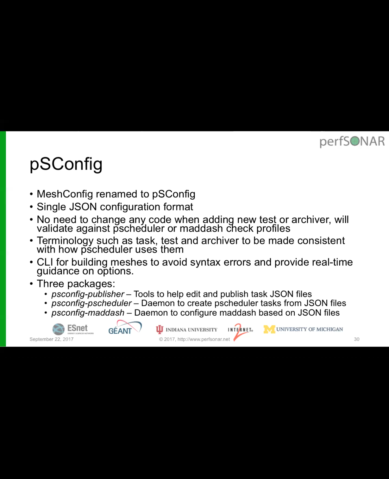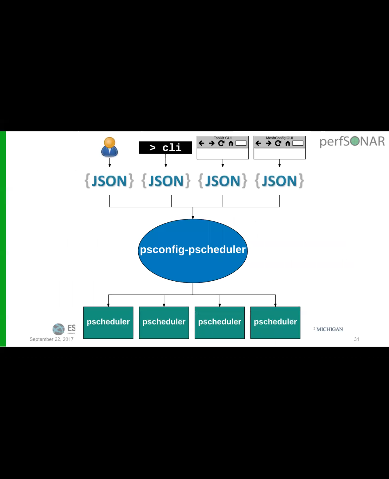These are all things we want to build, and we want to reorganize things into these couple of packages I talked about. We have essentially equivalent packages of those now. So the psconfig publisher would have all the tools, like the CLI I talked about for generating the JSON files. The psconfig pScheduler would be like your mesh config agent, which downloads them and submits them to pScheduler. And the psconfig MaDDash would build your dashboards, right?